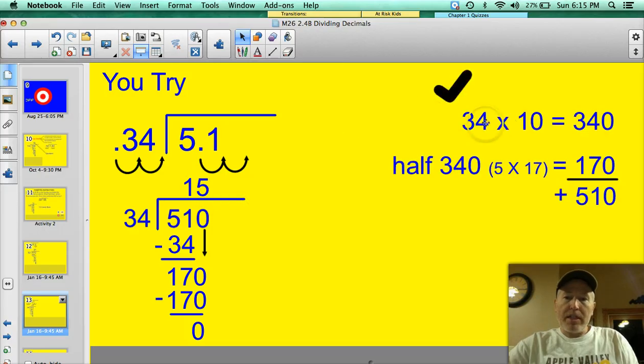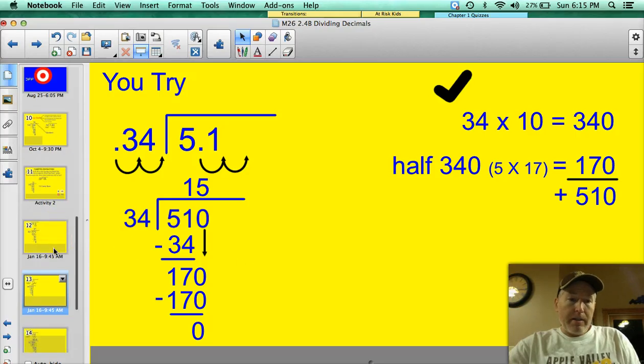Let's just double check, see if that makes sense. Well, I know that 34 times 10 is 340, and half of 340, or 5 times 17, is 170. Adding those two together, yes, that's 510. Yes, my answer is correct. All right, let's keep moving.